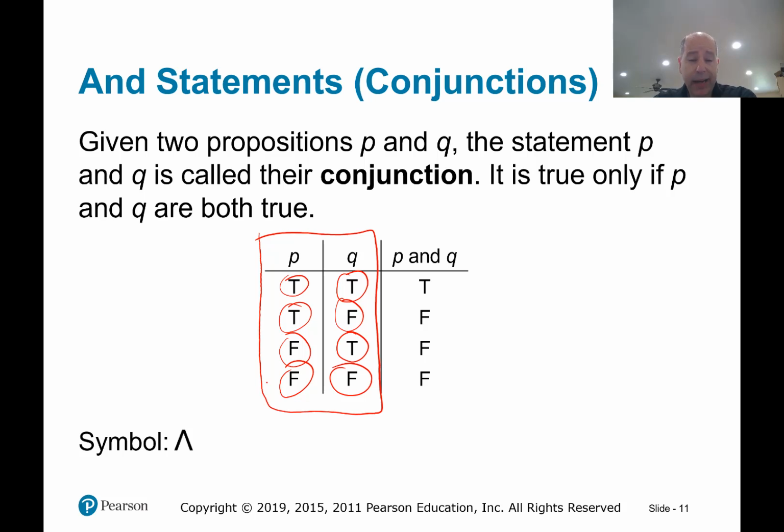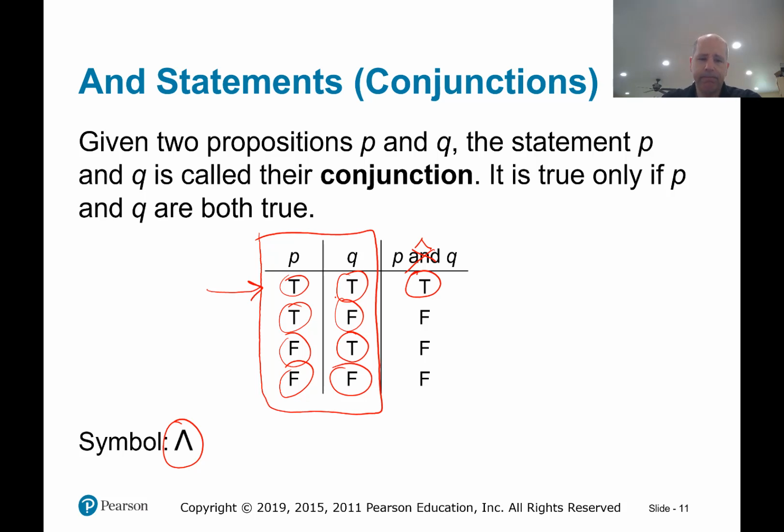And so now from there, we put our and. Notice that the symbol for and is the caret. So we would never write the word and, we would just put the caret symbol between them, okay? So that would be P and Q. Now, notice how the only row where P and Q are true is the first one. Otherwise, it's false, because again, in order for an and statement to be true, both component statements must be true.